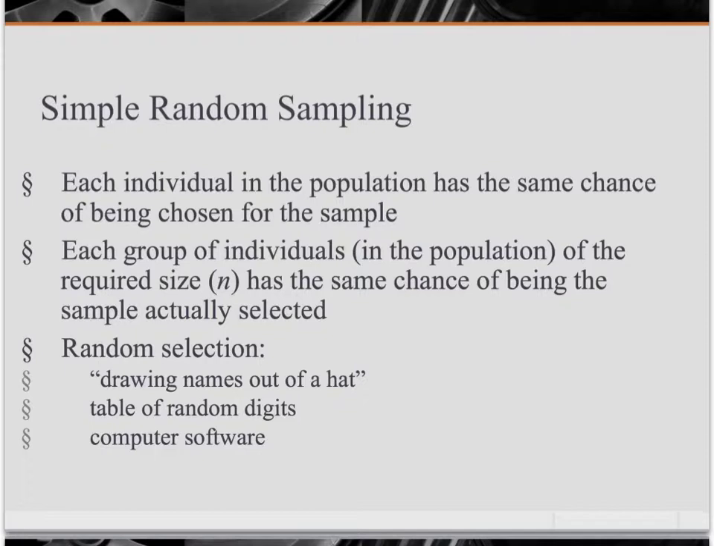Simple random sampling is what we really want to be doing with gathering data. Because in simple random sampling, each individual in the population has the same chance of being chosen. And each group of individuals of any size n has the same chance of being selected. It's like drawing names out of a hat, using a table of random digits, which there is one in your book. We won't use it because it's cumbersome and difficult to use. We'll do things on the calculator or by computer software, but that is one way to do it. Computer software is the most convenient to us and very accurate in being random.